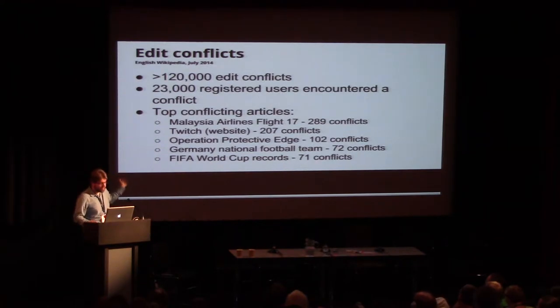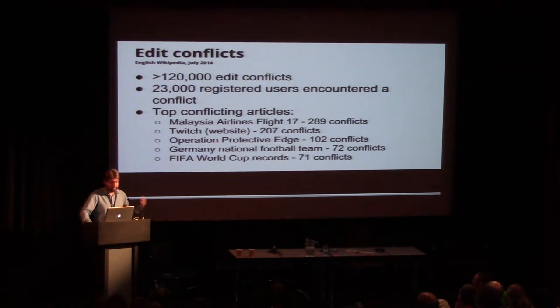So the actual numbers, thank you to Dario Taraborelli and Ori Livneh for pulling this together for me. These are numbers from July. Basically, this is the total number of edit conflicts on English Wikipedia in July, about 120,000. More than 20,000 registered users encountered a conflict, and something like another 30,000 IP users encountered a conflict. And these are the kinds of articles. Again, it's very similar to the ones we looked at before: sports articles, the FIFA-related articles, the Gaza conflict-related article, Twitch. I didn't look at it yet, but I think it's probably the acquisition that happened around that time.